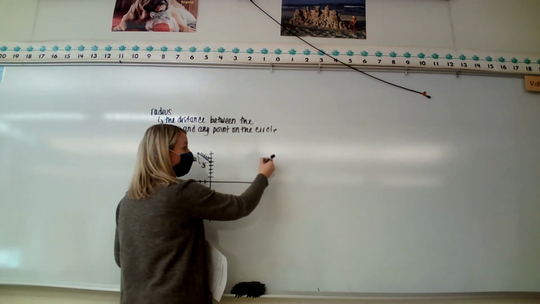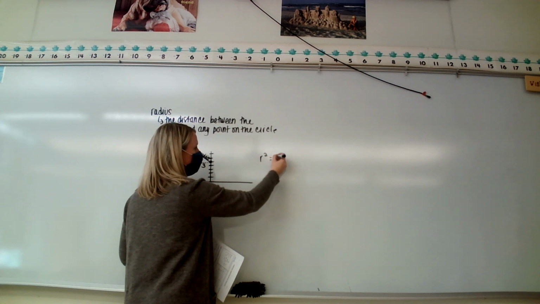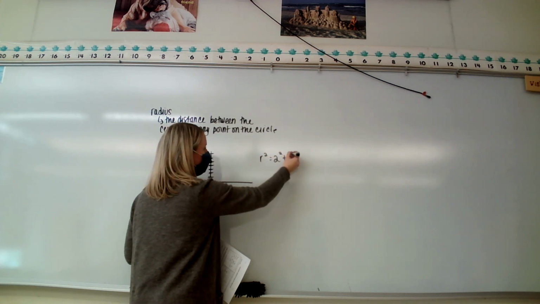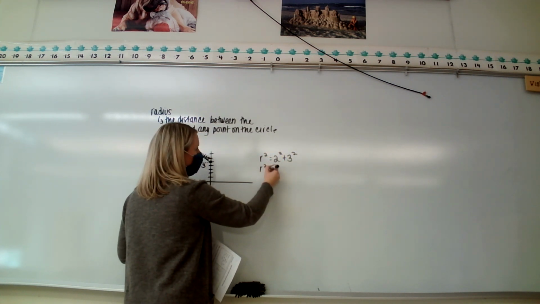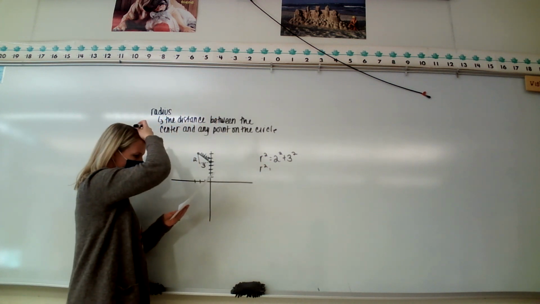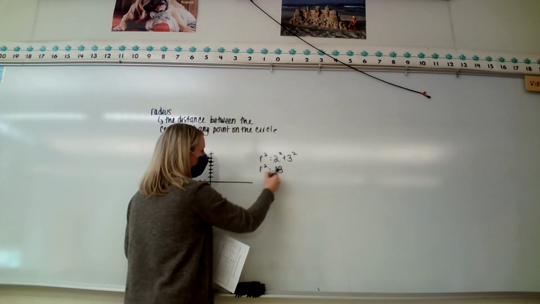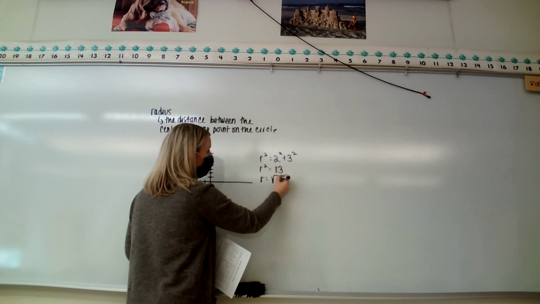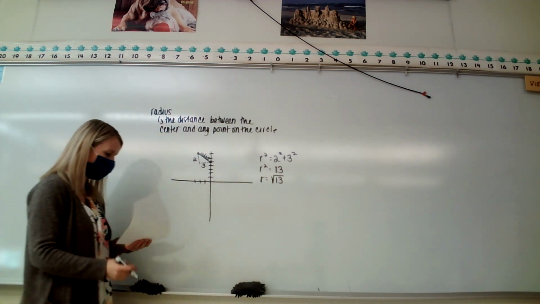So I'm going to find the radius. So I'll say radius squared equals 2 squared plus 3 squared. That's 4 plus 9, which is 13. So the radius is the square root of 13. Okay, well that's exciting.